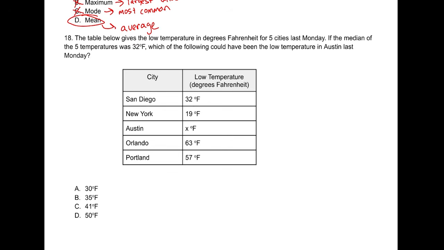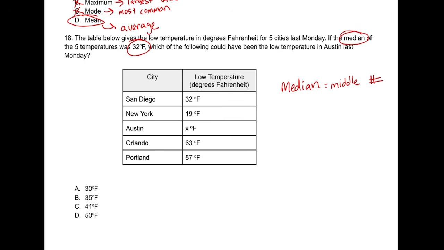Number 18 says the table below gives the lowest temperature in degrees Fahrenheit for 5 different cities last Monday. If the median, we'll come back to that, of the 5 temperatures was 32 degrees Fahrenheit, which of the following could have been the low temperature in Austin last Monday? So median, got to know what that means to get this one right. Median is the middle number. So if you put all the values in order, the median is the middle one.